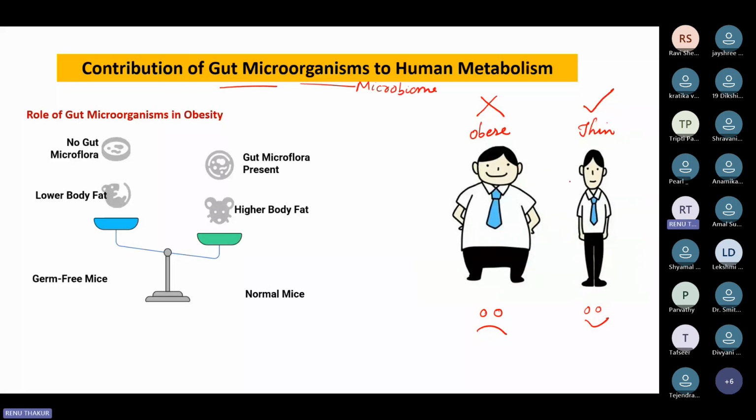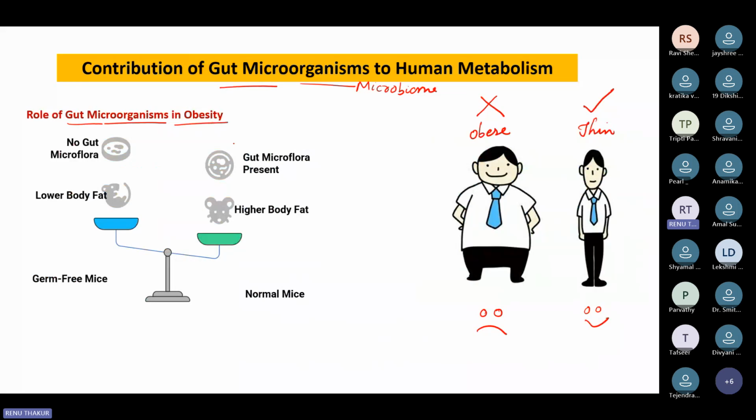So there are two persons, one is obese and one is thin. So what will happen? Whatever I have written in this slide, I have made this diagram to explain to you in a very simple way. So the role of gut microorganisms in obesity is to do what?